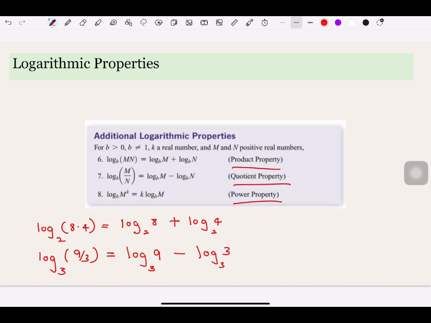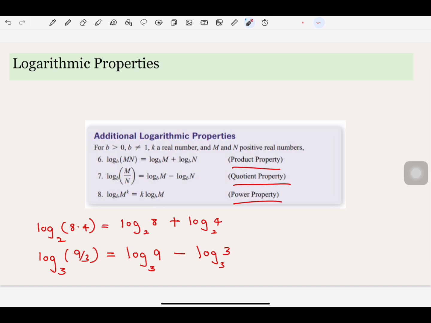Property number 8. This property we call the power rule. This means when you have an exponent inside the log, you can bring it out front. So here you have an exponent inside the log, so you can bring it out front. You can move this here and rewrite this as k multiplied by log m.